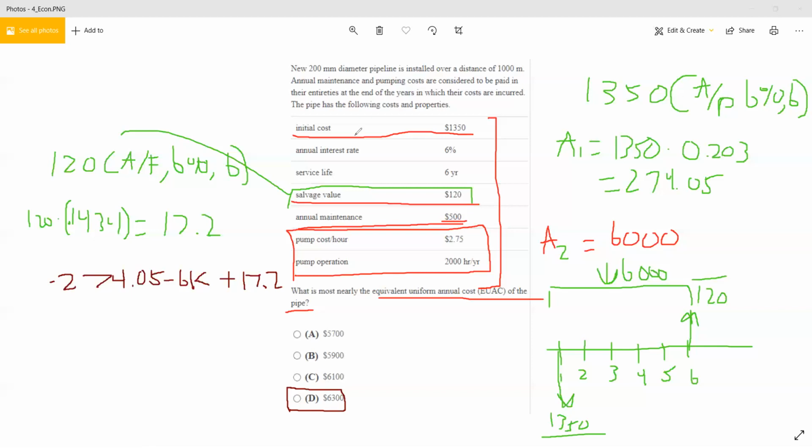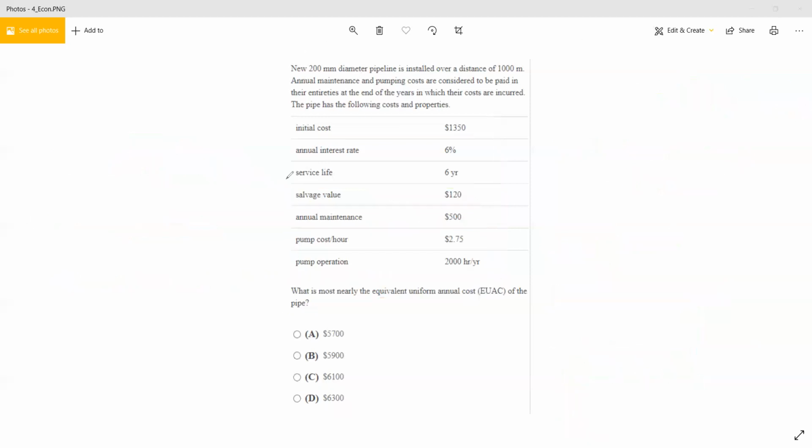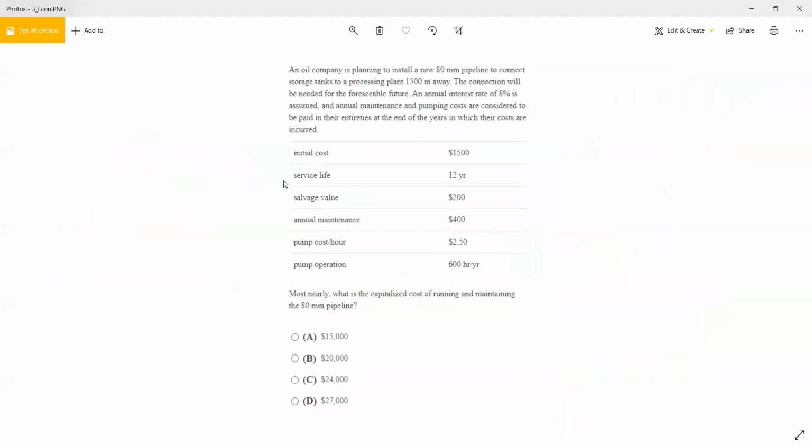Hey, question for that last problem when we were doing the capitalized cost. I'm doing the diagnostic exams at the same time and encountered another problem for the capitalized cost. So we have to watch out for the wording, because your method was correct. But in the wording of problem number 3, it says, what is the capitalized cost of running and maintaining? So that's why they did only the annual stuff.